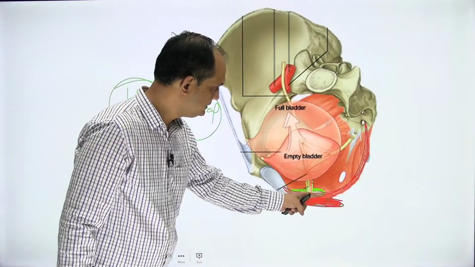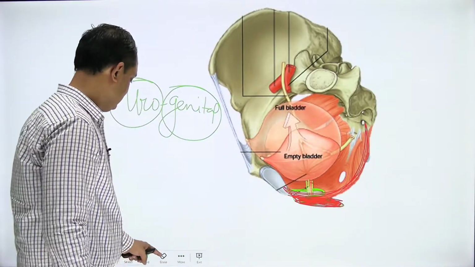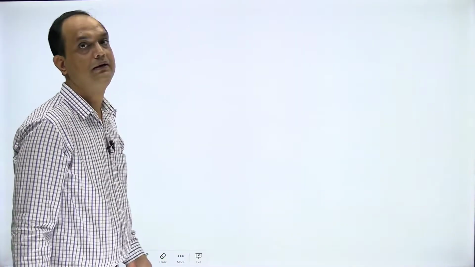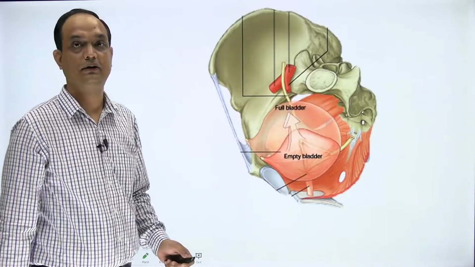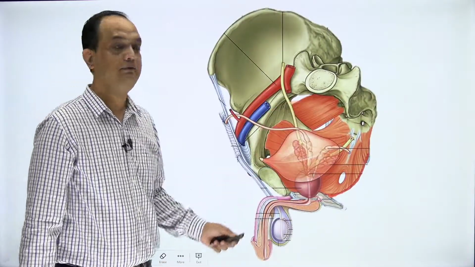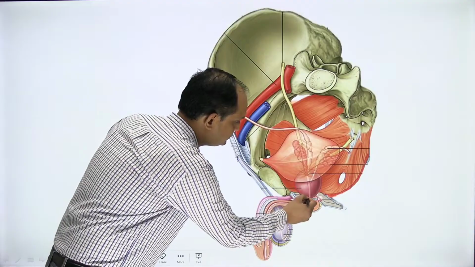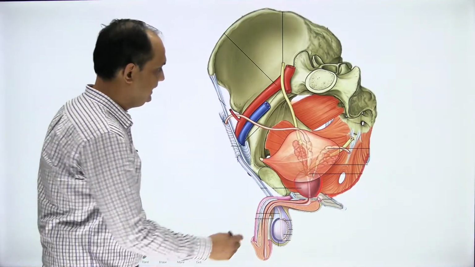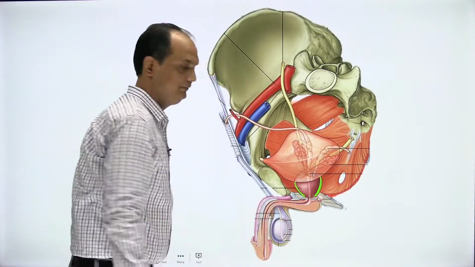So to close this big opening, you have one more support from the lower part, and that is your urogenital diaphragm. Clear? Now, above the urogenital diaphragm, in case of the male, you have a very important gland, and that is known as prostate. Now this is your prostate. This gland lies above the urogenital diaphragm.